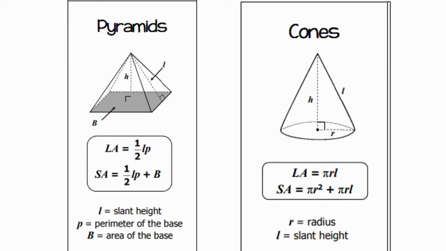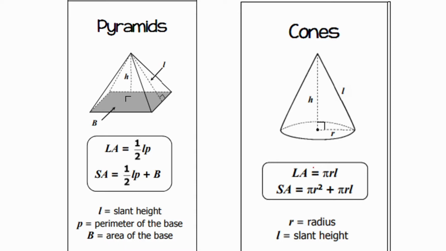Next up, we have our formulas for pyramids. For pyramids, our lateral surface area is 1/2 L, which is our slant height, so the height of these sides, the slant here, times P, which is once again the perimeter of the base. Same thing as last time, our total surface area is going to be that plus the one base that we have here. We don't have two bases, so we're not going to have that 2B here. In our last formula, we had a 2B because there were two bases, the top and the bottom. Here we only have one.